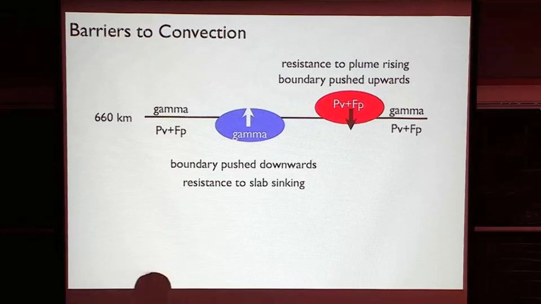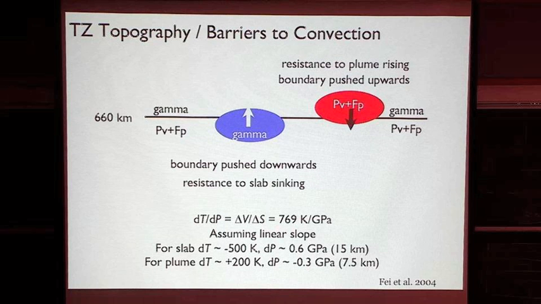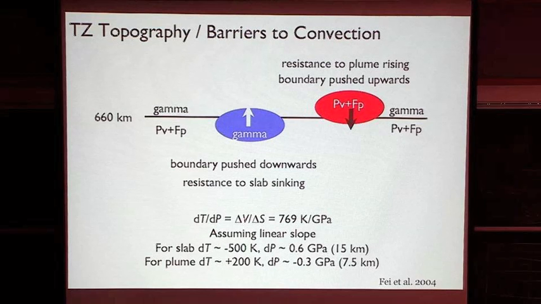And if you look at the 410 boundary, the opposite would be true, because the 410 phase boundary has a positive Clapeyron slope. You also want to look at the value of this transition, because depending on how much this changes, for a 1,000 degree temperature change, what is the amount of change in the topography? So you can take this mineral physics measurement of the Clapeyron slope and find that if the slab is cooler than the surrounding mantle by 500 K, then the pressure change would be 0.6 GPa. That means you'll push this down by about 15 kilometers because of this Clapeyron slope.